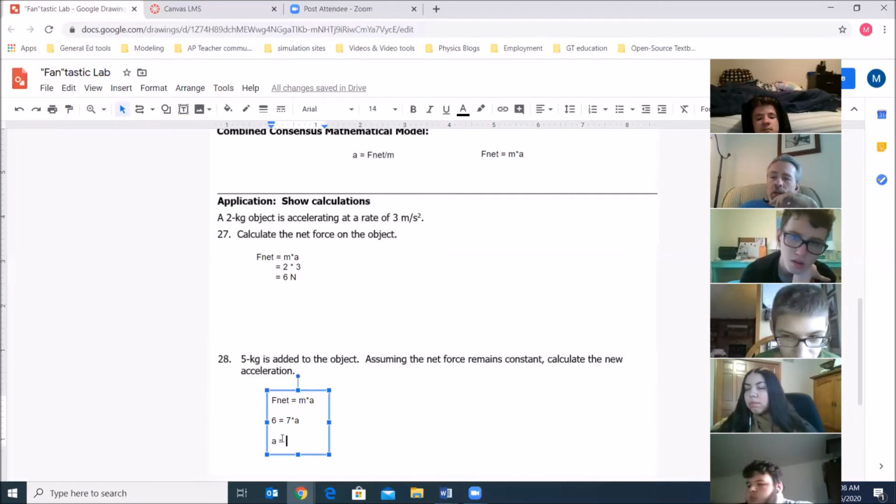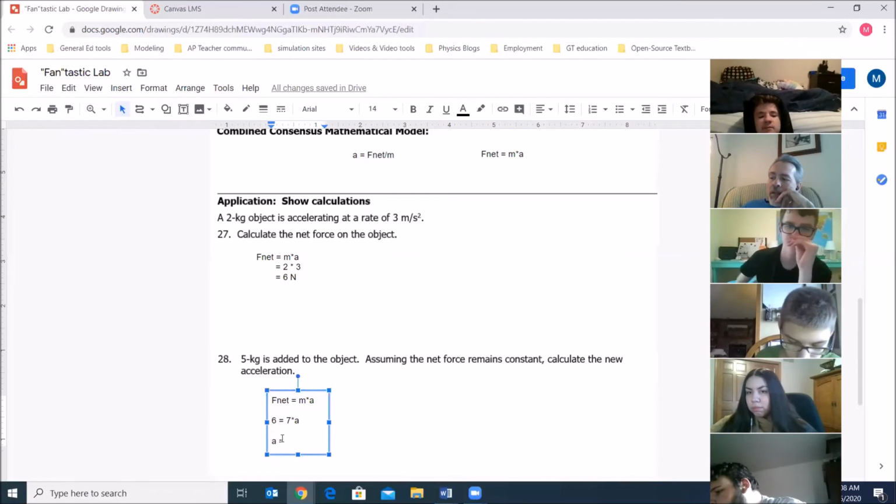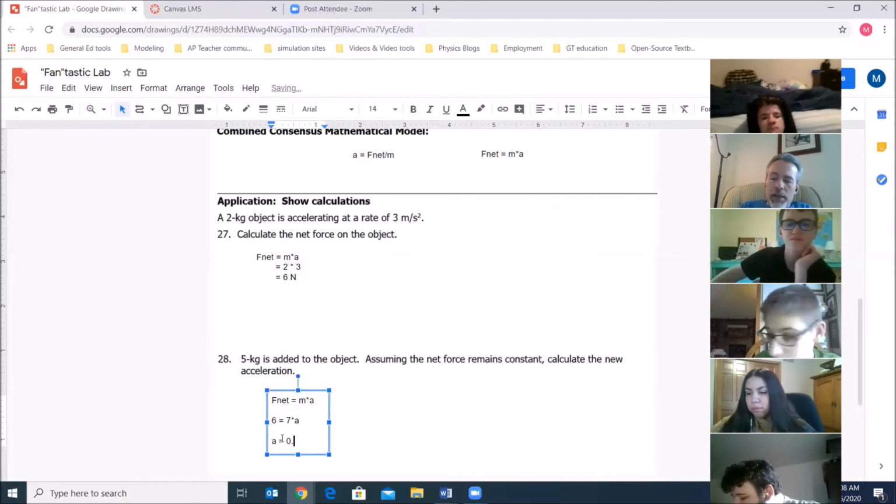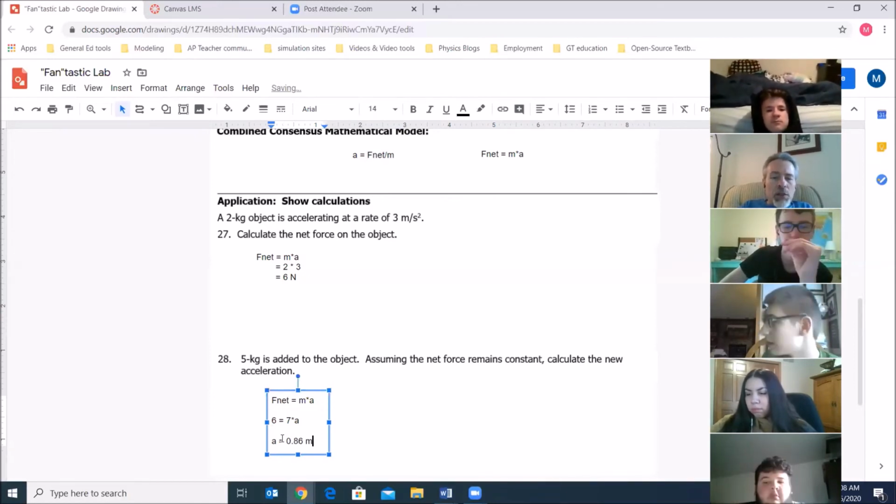Anybody get an answer? You could just round it to, let's say, the tenths or hundredths. 0.85. That's it. Yep. I got 0.86, but yeah, that's good enough. 0.86. And the units are meters per second per second.